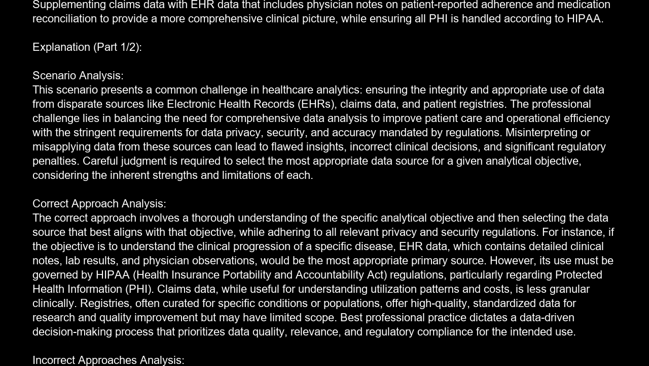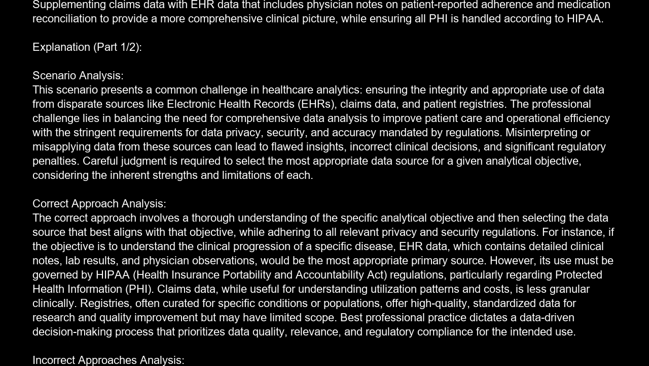Explanation. Scenario analysis. This scenario presents a common challenge in healthcare analytics, ensuring the integrity and appropriate use of data from disparate sources like electronic health records (EHR), claims data, and patient registries. The professional challenge lies in balancing the need for comprehensive data analysis to improve patient care and operational efficiency with the stringent requirements for data privacy, security, and accuracy mandated by regulations. Misinterpreting or misapplying data from these sources can lead to flawed insights, incorrect clinical decisions, and significant regulatory penalties.